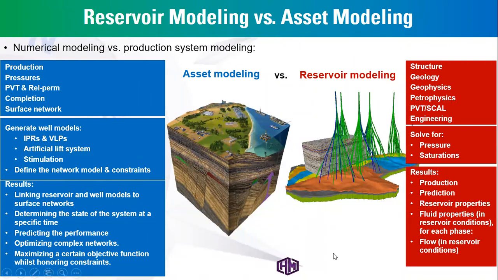The results may be slightly different because you will link the reservoir and well model to the corresponding surface network defined by the network constraints and capabilities. Also, you will determine the state of the system at a specific time. You can predict the entire performance of the production system, and accordingly, you can maximize the objective function, like maximizing oil production while considering operational constraints, like constraints related to the surface processing facilities and so on.